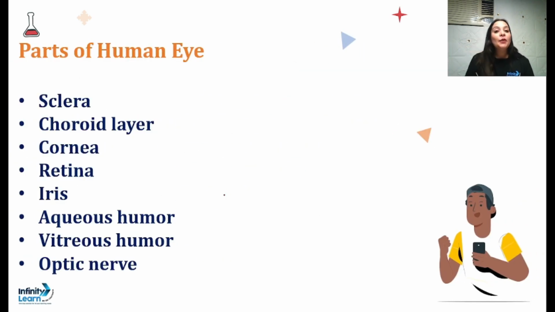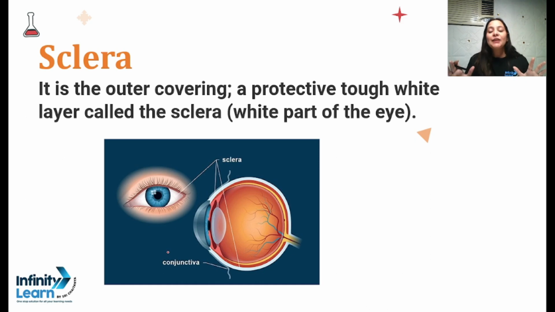Now let's study the parts of the human eye. The human eye has sclera, choroid layer, cornea, retina, iris, aqueous humor, vitreous humor, and optic nerve. These are the parts in a human eye, and now we are going to learn each and every part one by one in detail. So let's start with sclera.